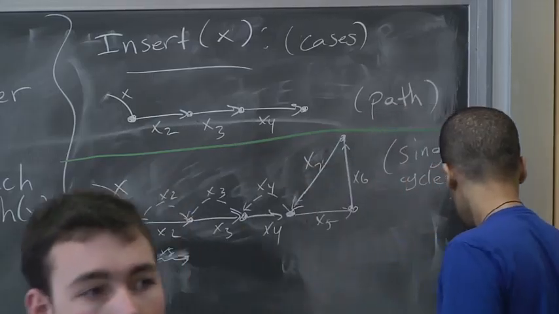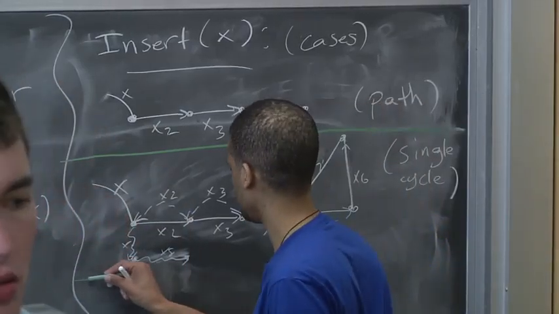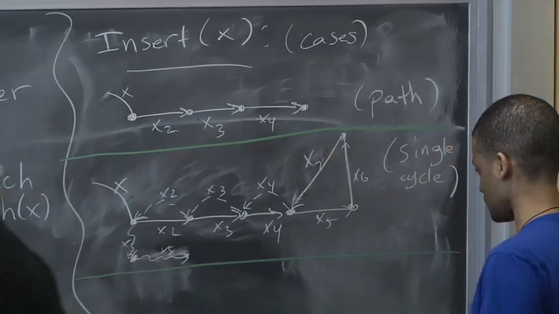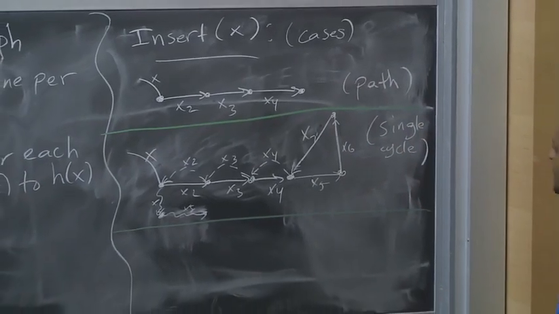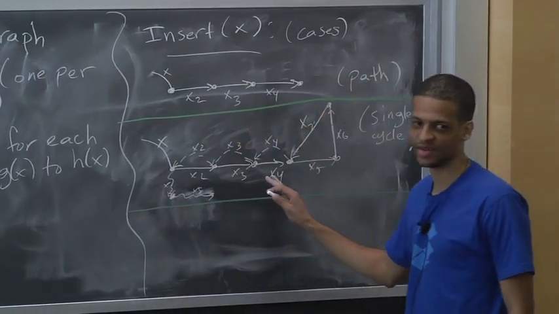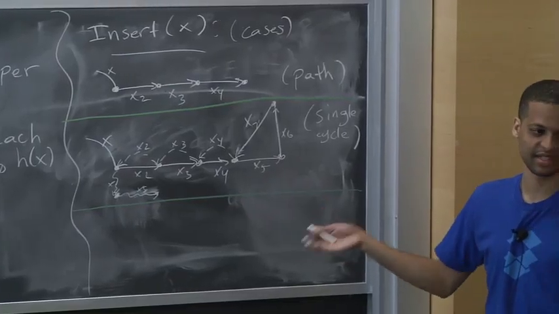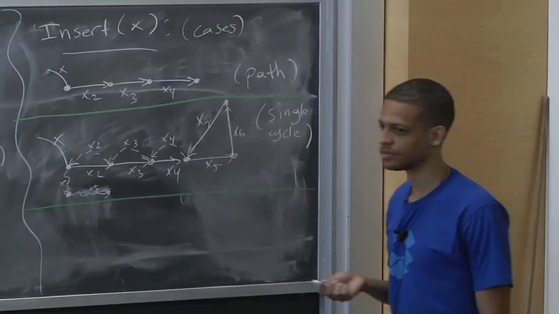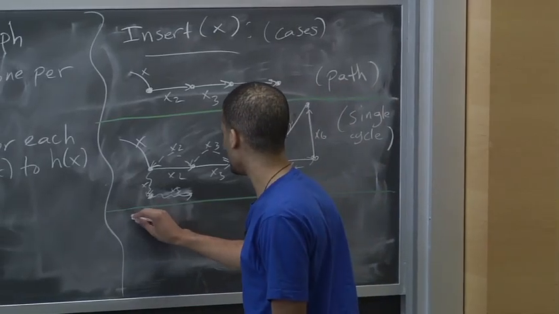Okay. And then there's one more case that I want to draw, which looks a lot like this case, but more problematic. So this is an OK case, right? Just because there's a cycle in this graph doesn't mean we're in trouble.